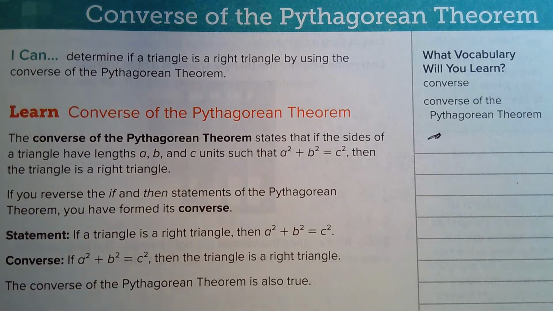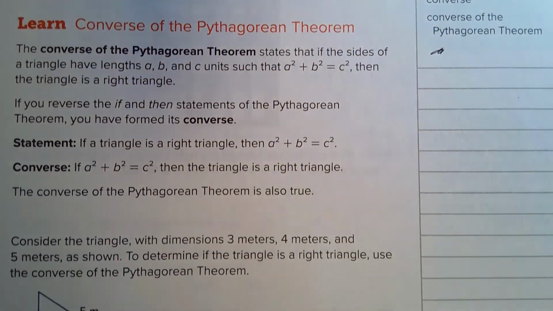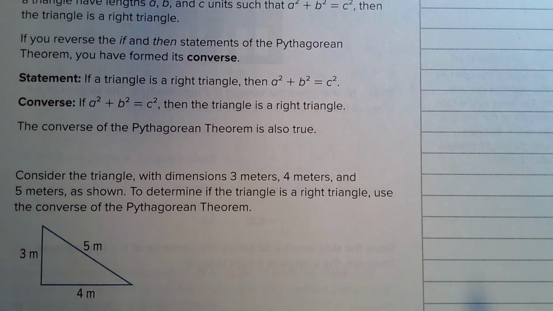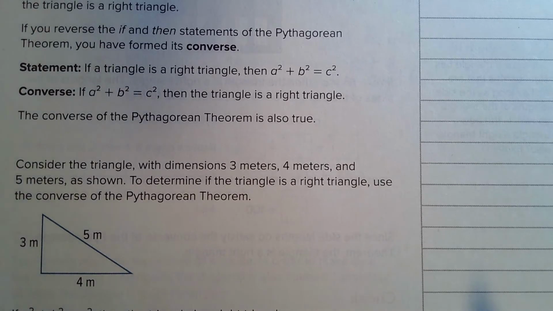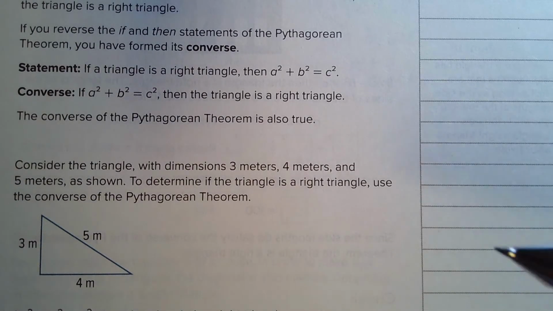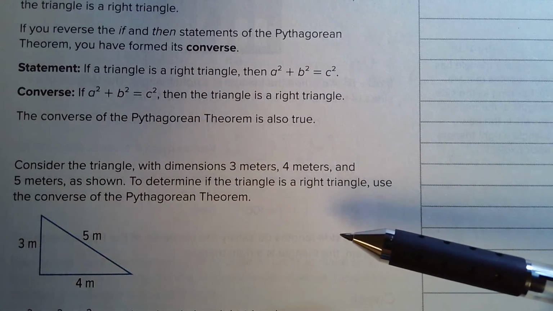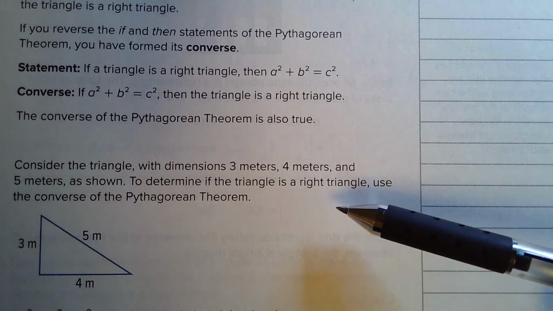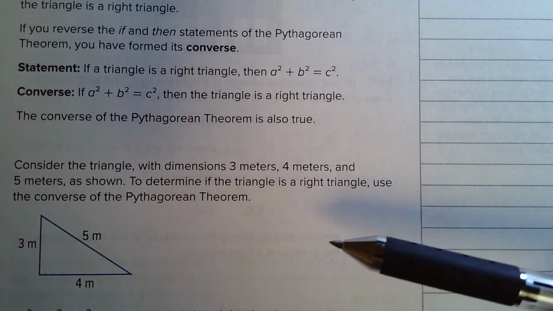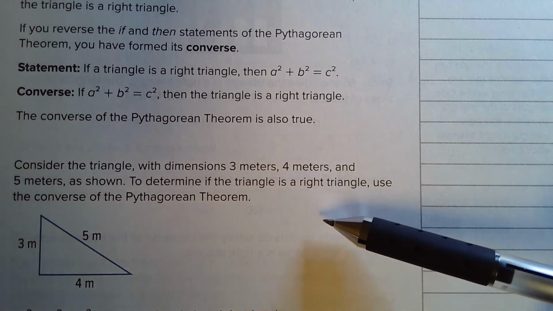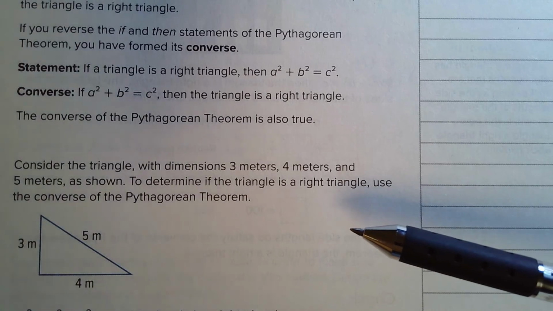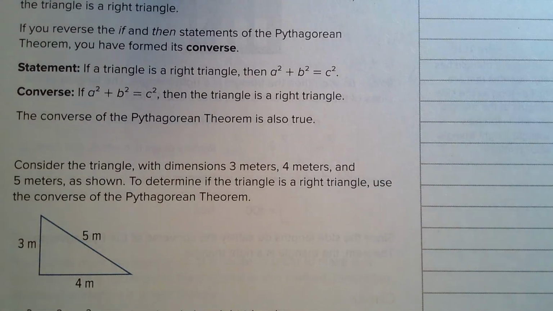So let's take all of that information and make sense of it all. So let's try one together. In our example, it says, consider the triangle with the dimensions 3 meters, 4 meters, and 5 meters, as you see here in the image. To determine if the triangle is a right triangle, use the converse of the Pythagorean theorem.